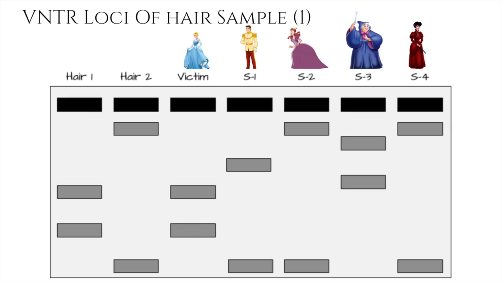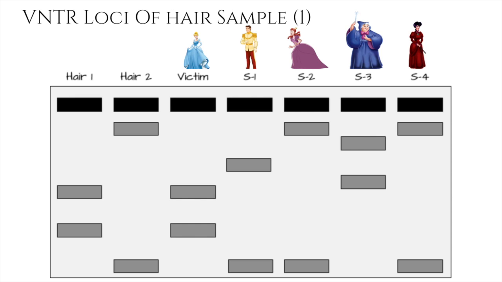Here we have the diagram for one of the 2 VNTR loci we will be looking at. VNTR stands for Variable Number of Tandem Repeats, and in this diagram, the bands are organized by length because they have different numbers of copies of short repeated DNA sequences. We have the longer ones towards the top and the shorter ones towards the bottom.